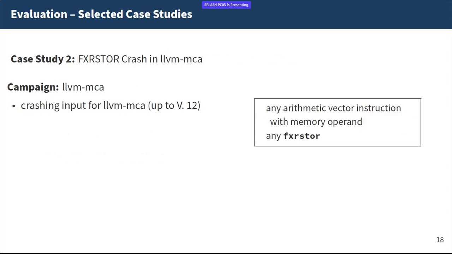For our next case study, that's actually the origin of our running example, because there we found this FX restore crash in llvm-mca, which was a problem up to LLVM version 12.